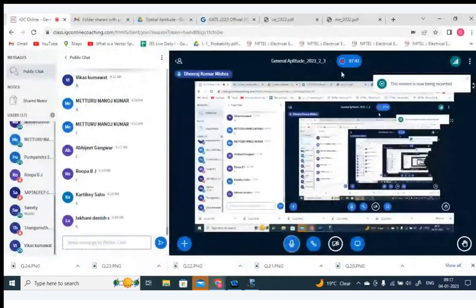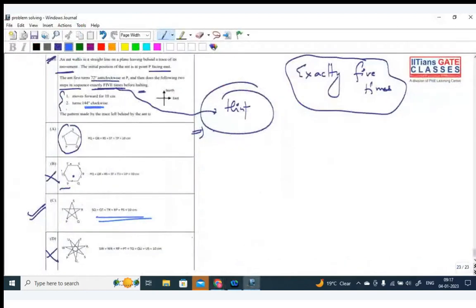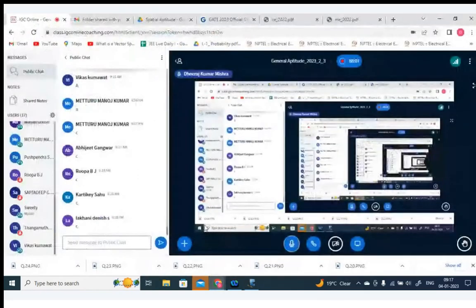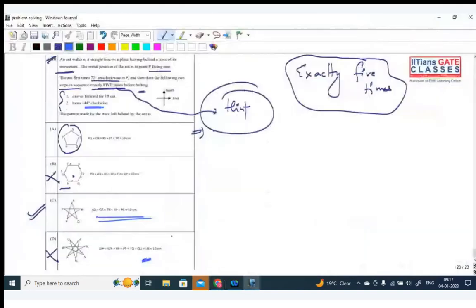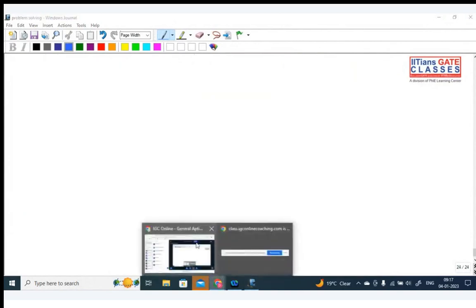So many students make mistake here. I have seen in the various groups, many people gave answer option D. Option D, how can it be correct? Because the question has already mentioned 5 steps, 5 times. Everybody understood now this question? So 5 steps, and one more thing is there. So you can understand this question, yeah? Perfect. Let's go to solve next question.